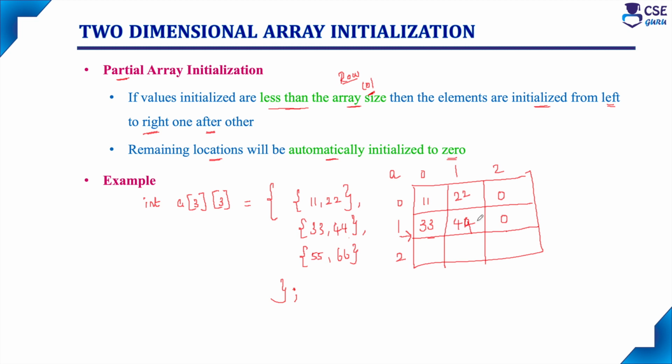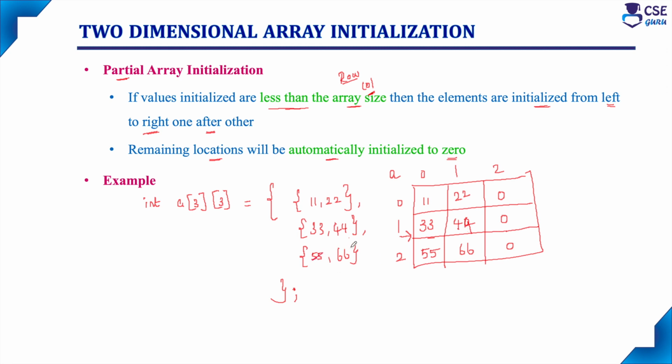Okay. But if you want to specify one element for the second location, that is not possible by leaving these 2 memory locations. Similarly, in the next row, 55 and 66 will be initialized, and this will be initialized to 0. In this way only, partial array initialization is possible. Initialization will happen from left to right. Only right side memory locations we can leave without specifying. But left side memory locations we cannot leave free.